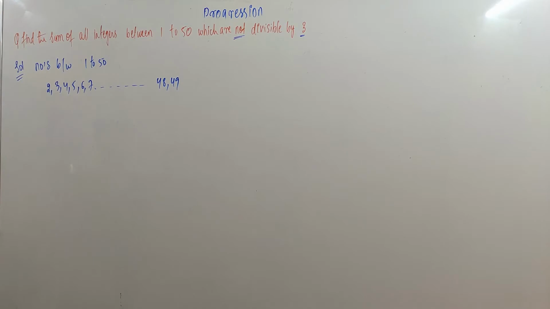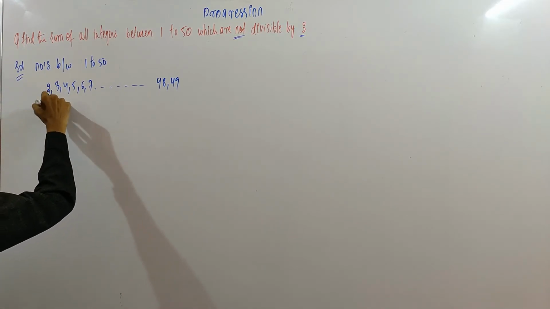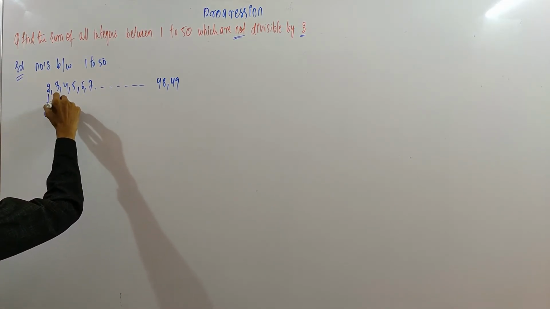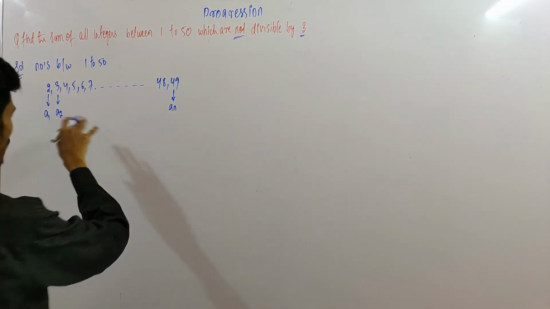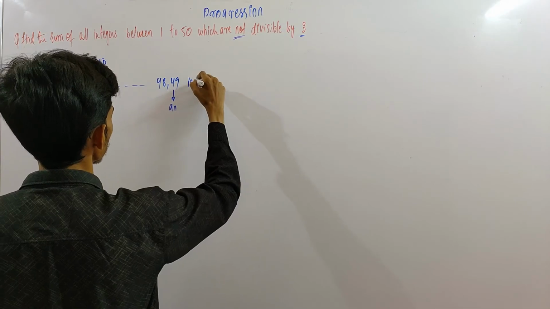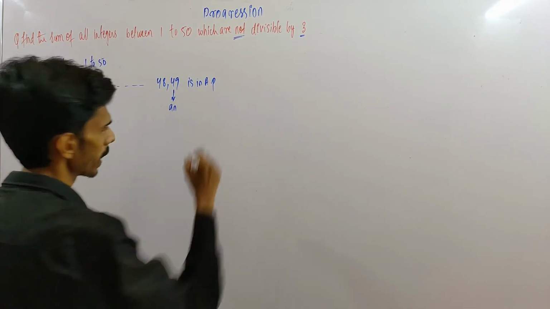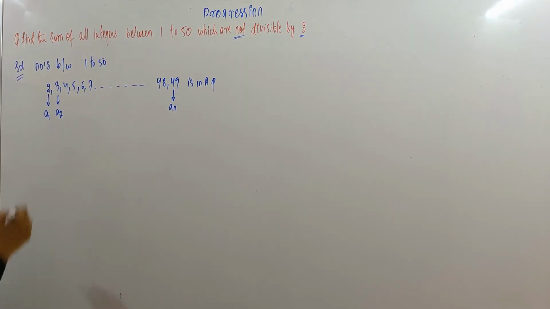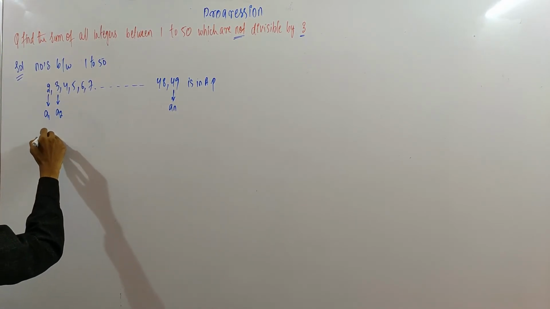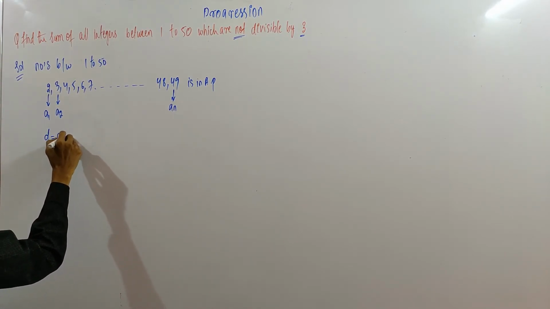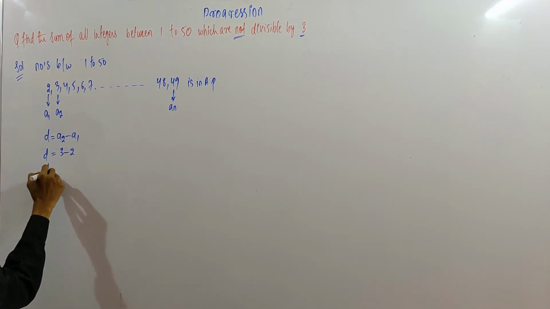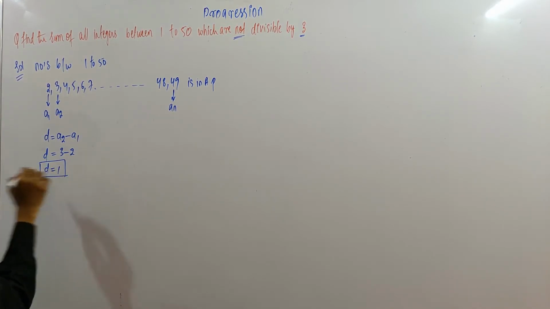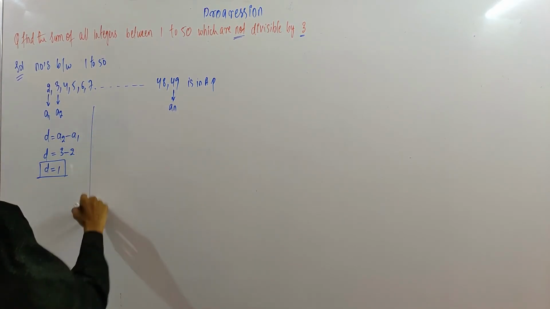Let us first calculate the sum of these numbers. Let us take this A1 and A2. This is AN. This sequence is in AP, arithmetic progression. Let us calculate the sum of all these numbers. So common difference D is A2 minus A1, that is 3 minus 2. We have D value as 1. Common difference is 1.